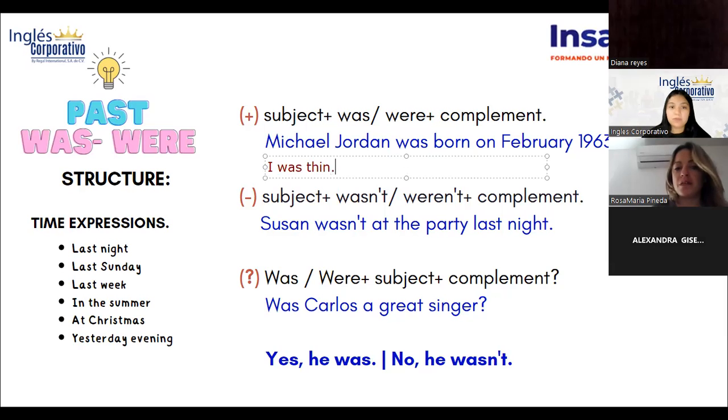I was thin. Perfect. Okay. I was thin. Yes.